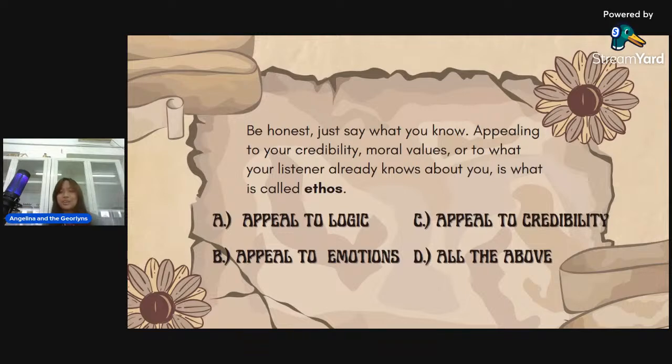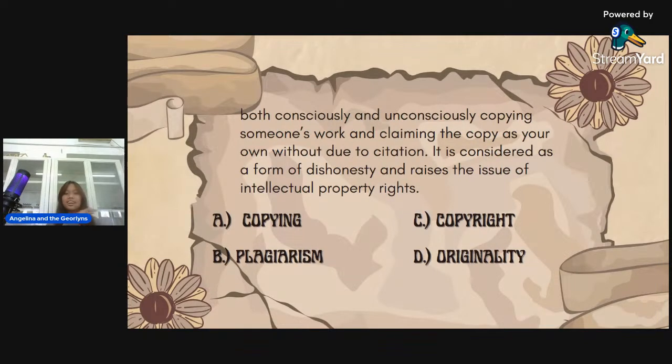Okay. Be honest, just say what you know. Appealing to your credibility, moral values, or to what your listener already knows about you is what is called ethos. So there, guys. I won't make you suffer or struggle. A, B, C, or D. I think it's D, all of the above. B, I say C. Okay, thank you. It is C.